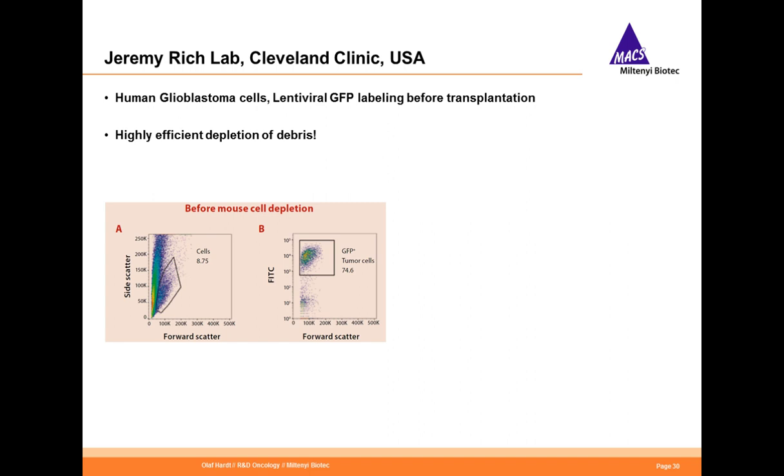And what was pretty surprising to us also is that next to removing all the mouse cells, one of our initial test sites actually figured out that you also remove the vast majority of the dead cells and the debris. And this is data from Jeremy Rich from the Cleveland Clinic. His group is working on human glioblastoma cells, which they tag with GFP, and then orthotopically transplant them into mouse brains. And if you then dissociate an adult mouse brain, most of the events you will have later on are actually debris and dead cells because of all the myelin that you destroy during the dissociation.